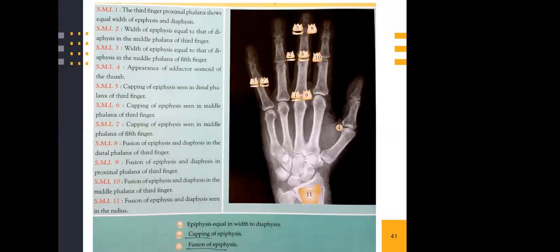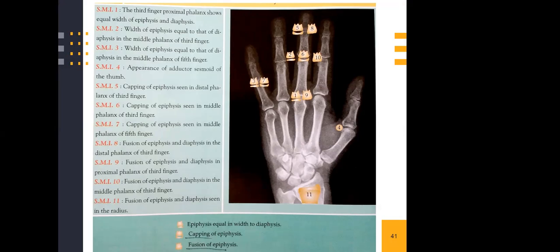This is a finger showing a Fishman skeletal maturity indicator. It is from stage 1 to stage 11. In stage 1, the third finger proximal phalanx shows equal width of epiphysis and diaphysis. In stage 2, the width of epiphysis is equal to that of diaphysis in the middle phalanx of the third finger.